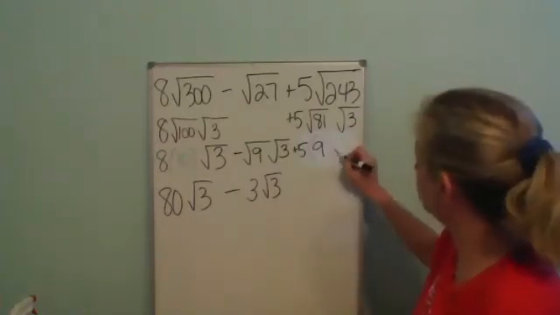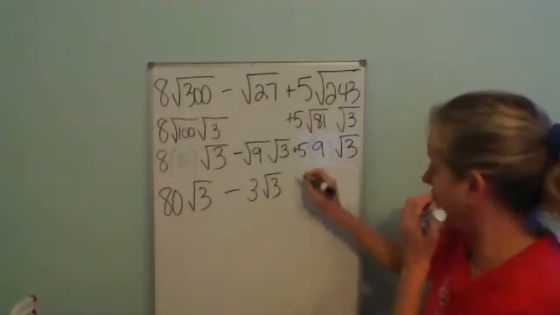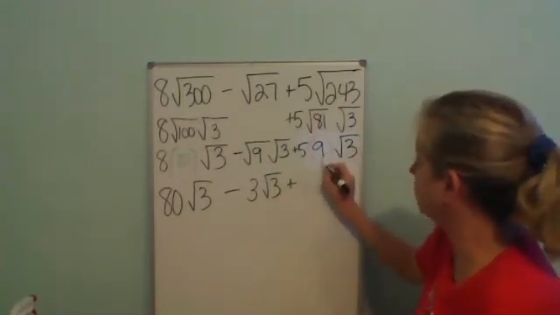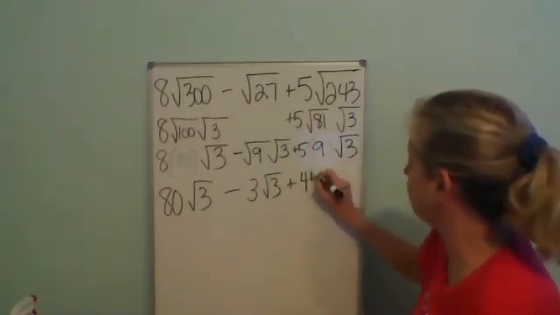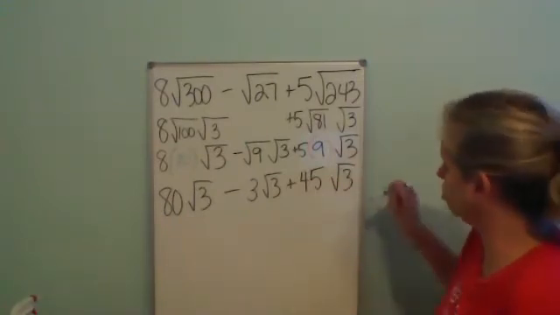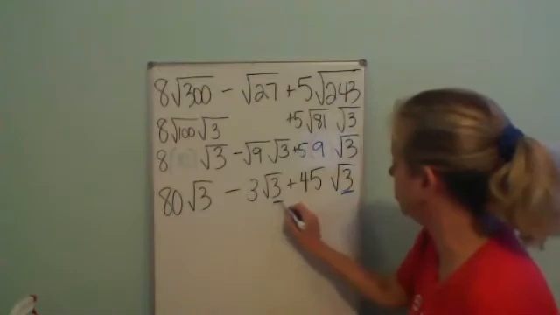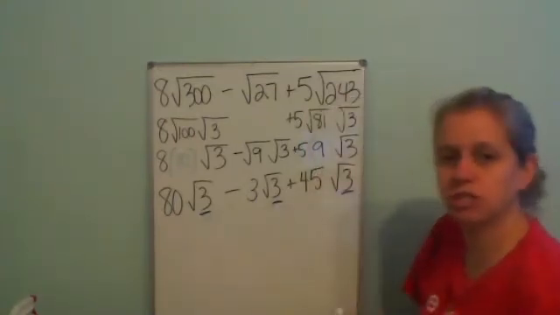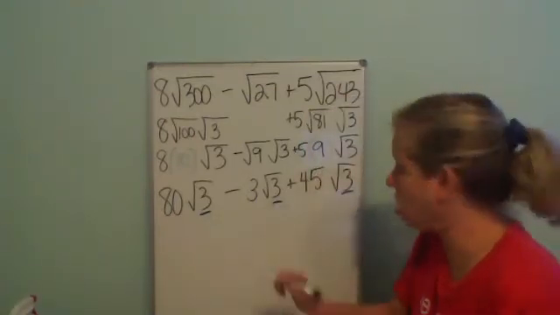Drop down your square root of 3. So bring down this plus. What's 5 times 9? It's 45. Drop down your square root of 3. Now look at your 3 terms. They all are square roots of 3 now. So they are all like terms.